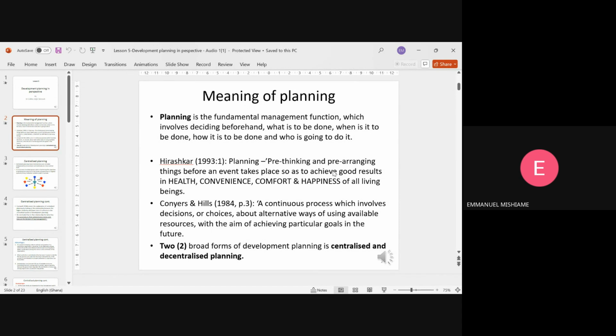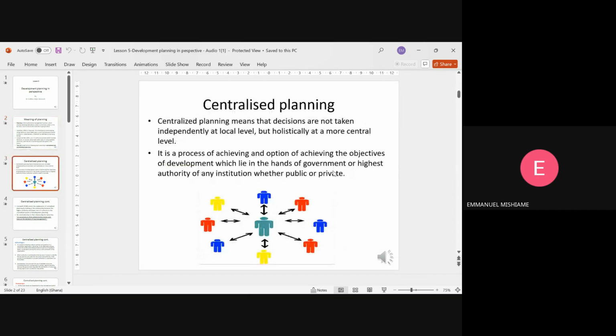Now, there are two broad forms of development planning, which are centralized and decentralized planning. Now let's go into it. Centralized planning means that decisions are not taken independently at the local level, but holistically at a more central level. It is the process of achieving the objectives of development which lie in the hands of government or the highest authority of any institution, whether public or private.